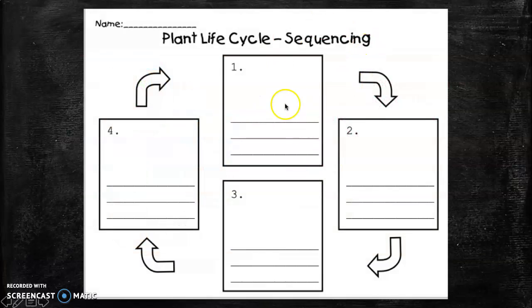So this is a paper that I have put for you on our page, or you can use a piece of paper and pencils and colors so you can draw your life cycle. And this is how it will be.